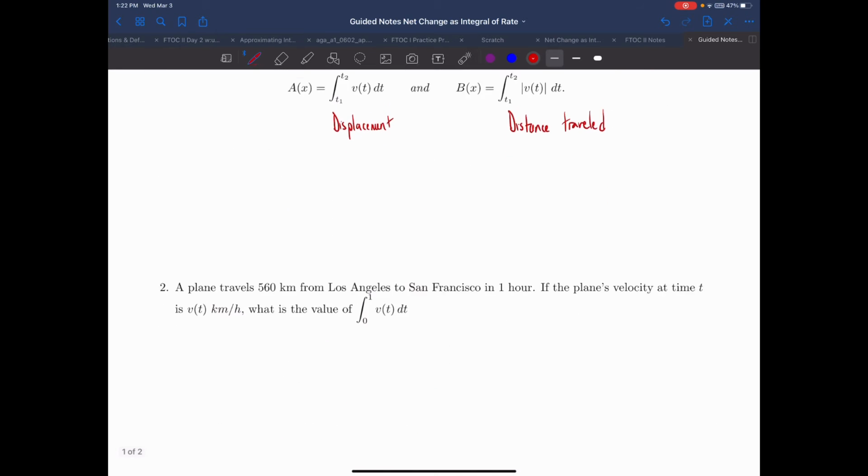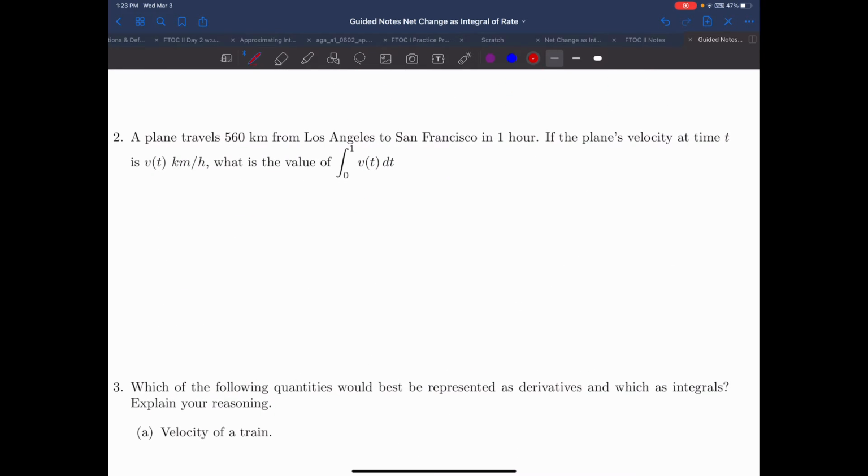Let's do an example with this. A plane travels 560 kilometers from Los Angeles to San Francisco in 1 hour. If the plane's velocity at time t is v of t in kilometers per hour, what is the value of the integral from 0 to 1 of v of t dt? So what we're going to do is set up an integral for this. We're going to evaluate the integral from 0 to 1 of what it gave us for the velocity.